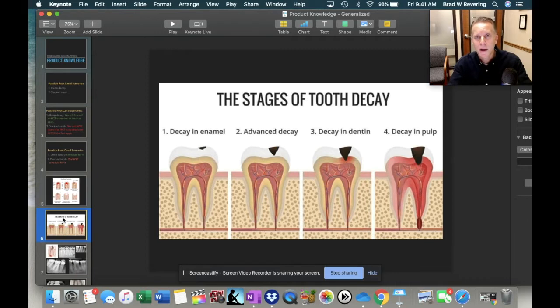We go all the way to the far end, tooth number 4. You can see that the decay has penetrated all the way through the enamel, through the dentin, and has now affected and infected the root canal, or the actual pulp of the tissue, and that patient would then need a root canal.